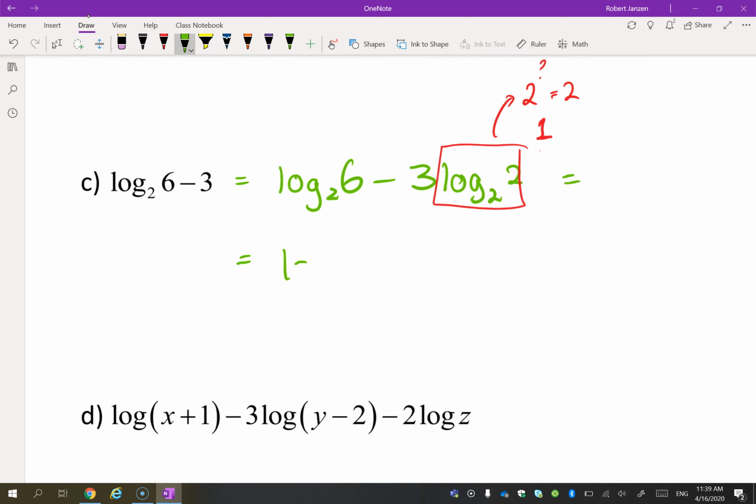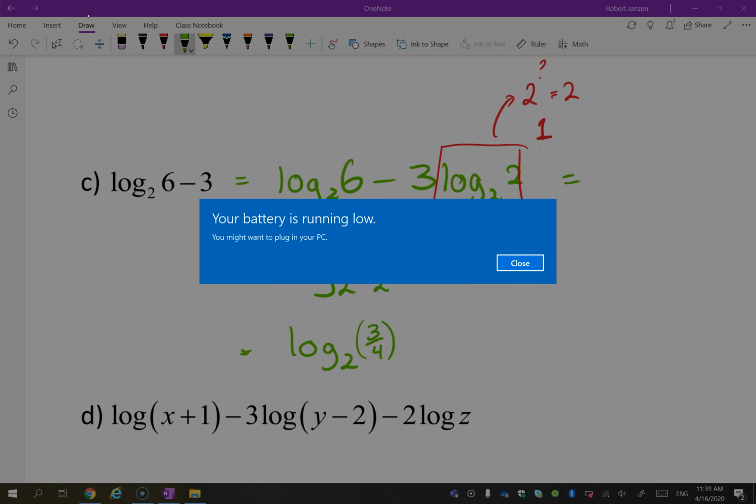Okay, and now that I have two logs with the same base, and it's subtract, I'm going to have 6 divided by 2 cubed. Okay, so that can be simplified to log base 2 of 3/4, because 2 cubed is 8.